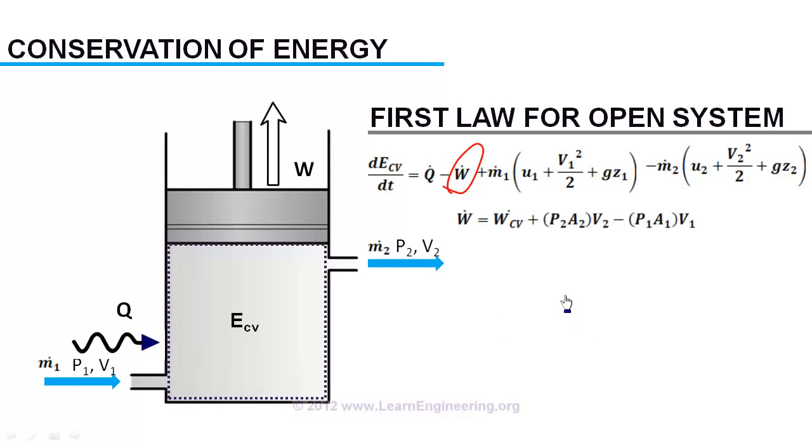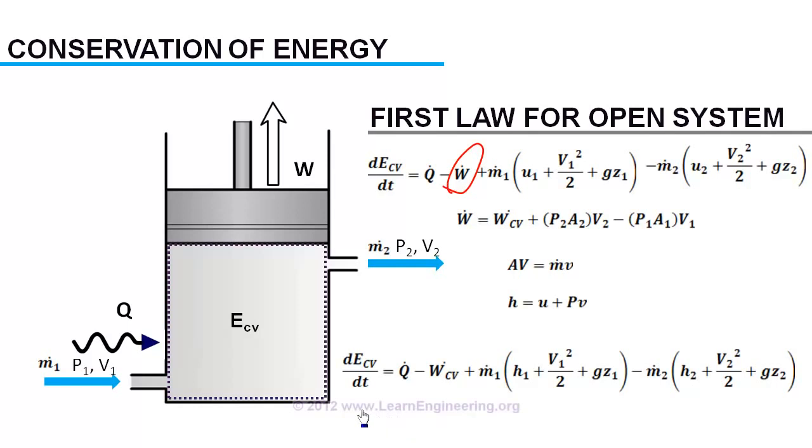And if you do some rearrangement to the equation by substituting the volumetric flow rate as mass flow times specific volume, and by representing U plus PV as a new property, the enthalpy, the above equation will be simplified like this. This is the final and most useful form of the first law of thermodynamics for an open system. Now we'll work out one interesting example using this equation.